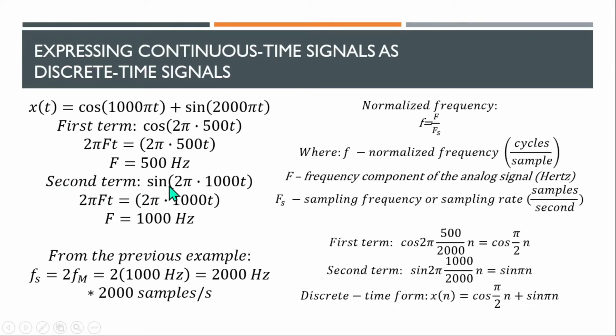For the second term, we have sine of 2π times 1000t. Therefore, the frequency of the second term is 1000 Hz.